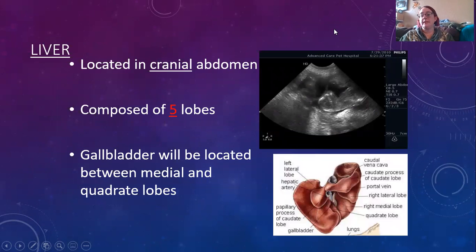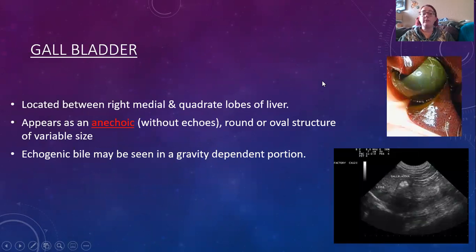The liver is in the cranial abdomen and it has 5 lobes. It will have the gallbladder in there as well, and those will be between the medial and the quadrate lobes. The gallbladder will be between those medial and quadrate lobes of the liver, and it will appear anechoic in most situations, without echoes or like a blackened color. It should usually be round or oval in shape, but the size can vary based on what is inside.